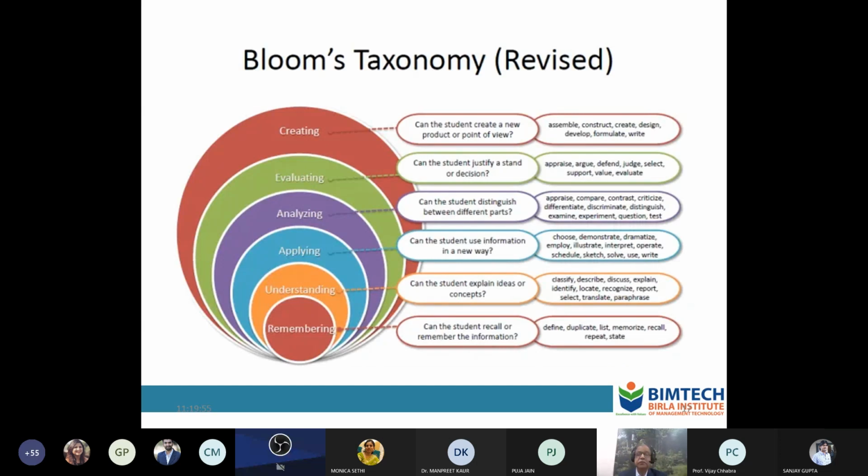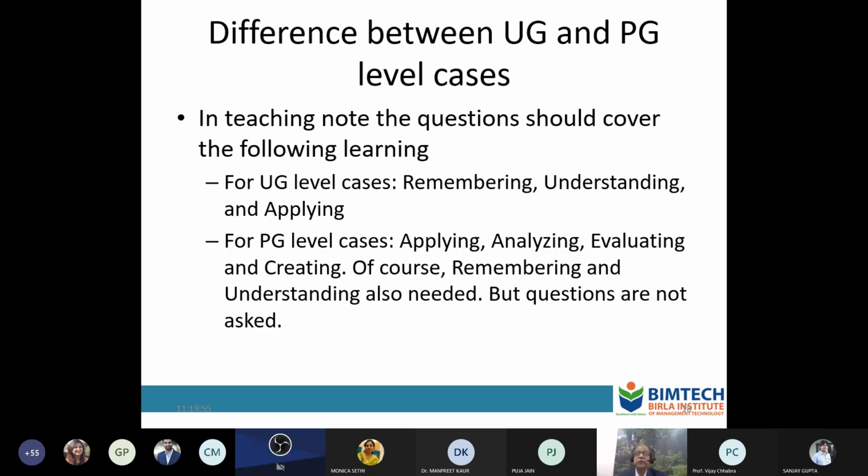Remembering, understanding, applying: these are considered lower level, for lower classes. And applying, analyzing, evaluating, creating are supposed to be higher level classes. For example, if you are designing a learning outcome or collecting a case for executive education, not MBA, that case should have case questions by which a person can understand how to analyze, how to evaluate, and how to create new knowledge, something of that sort.